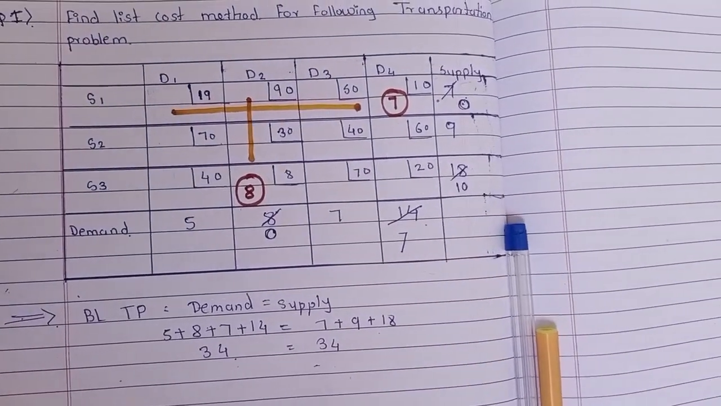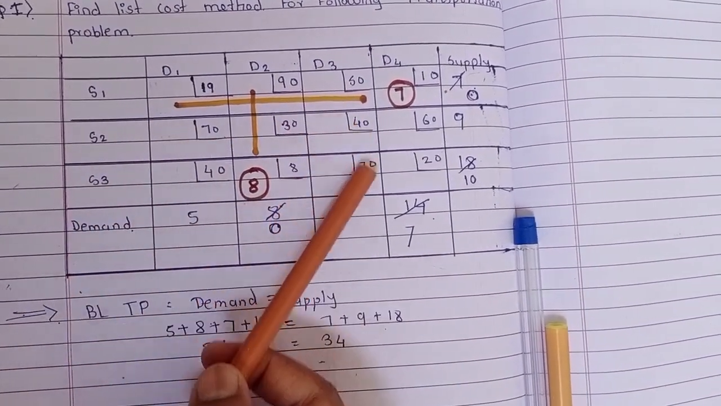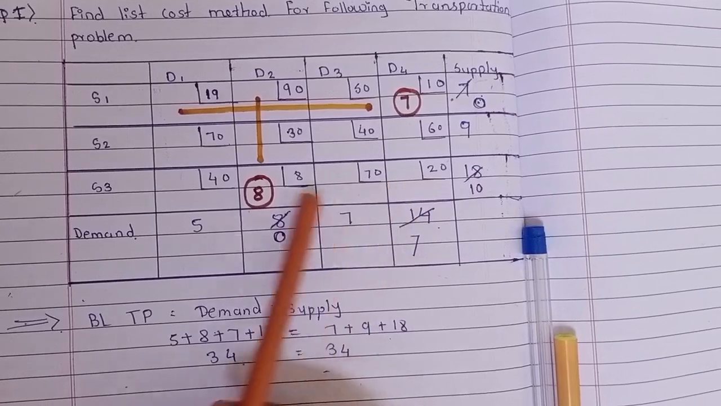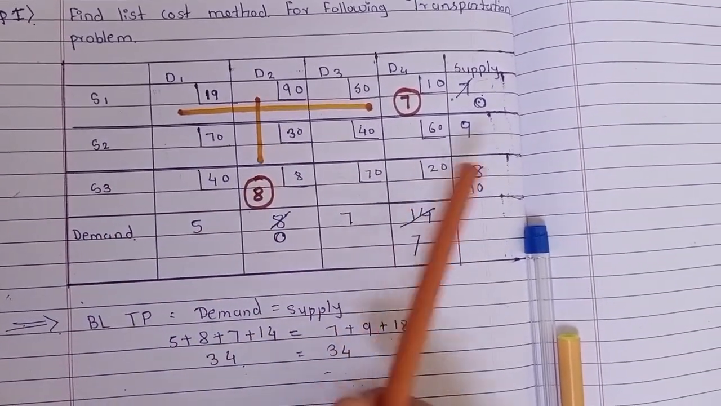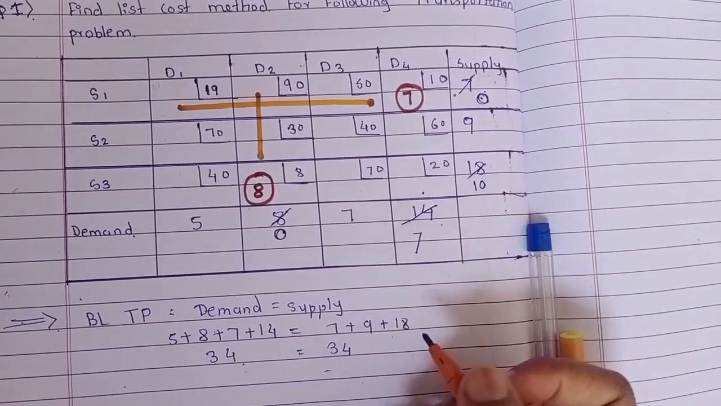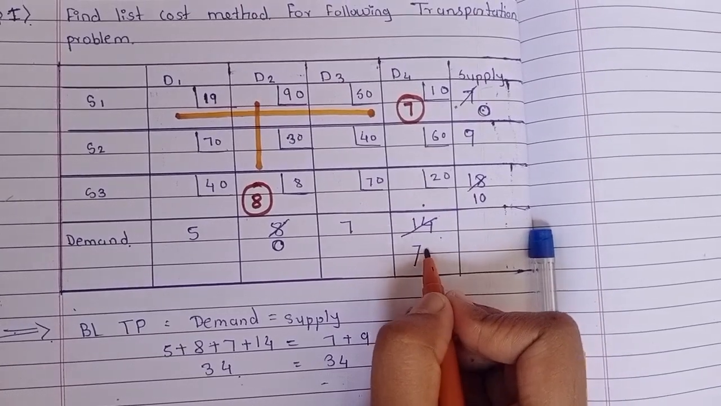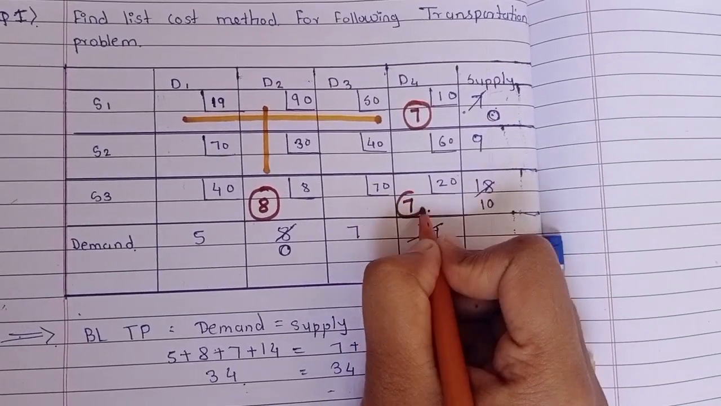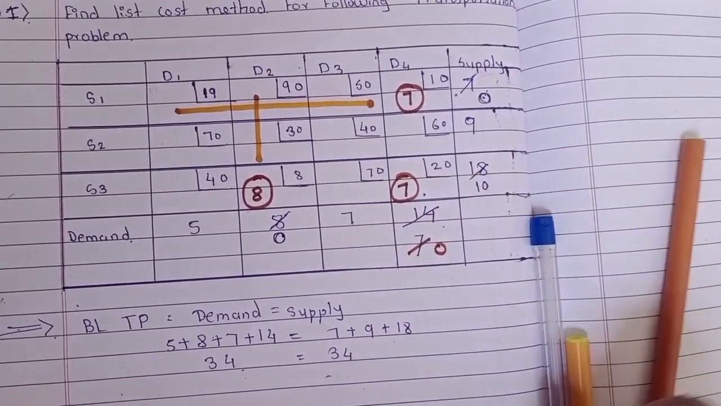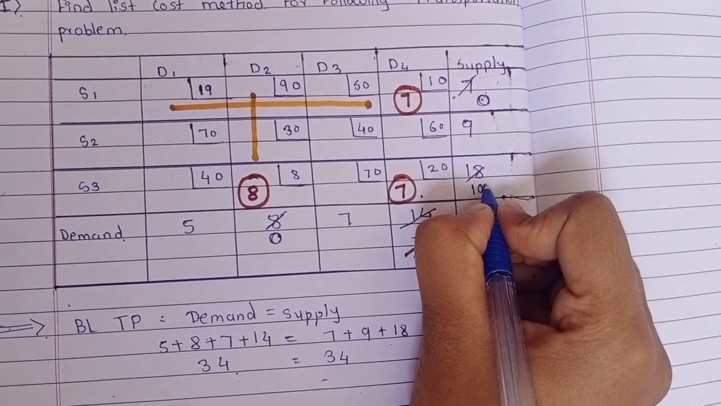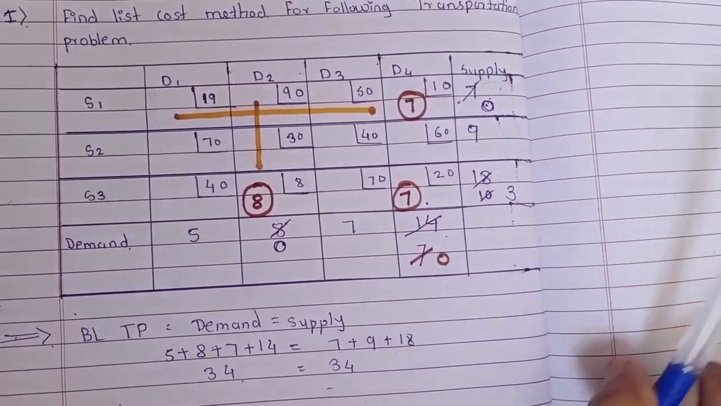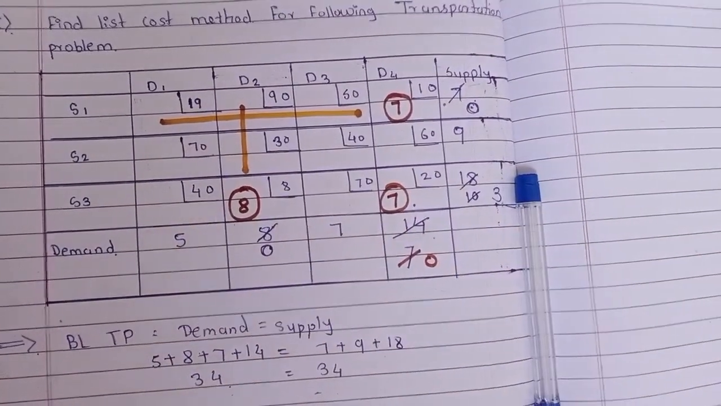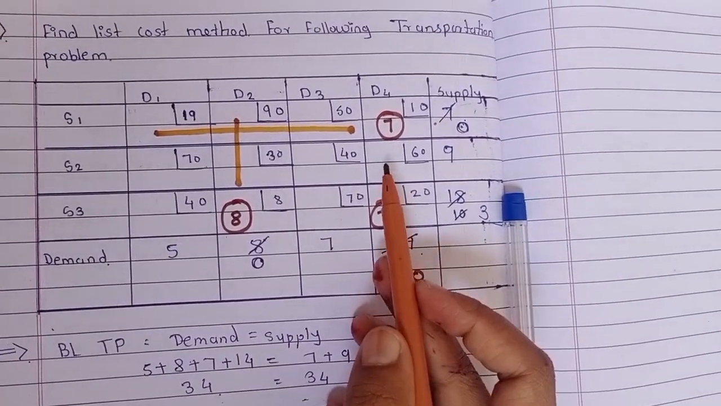So now we check among these 6 cells which has the minimum cost. Among the 6 cells, 20 is the minimum cost. So we make the next allocation here, which is an allocation of 7. So it remains 0 here. Subtract 7 from the 10, and this remains 3 here. After this there is no other allocation here.